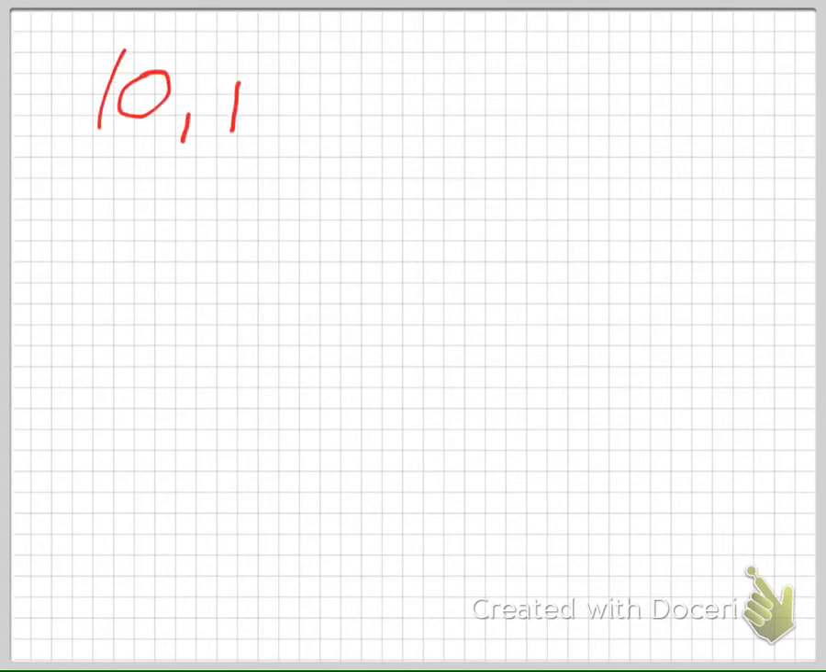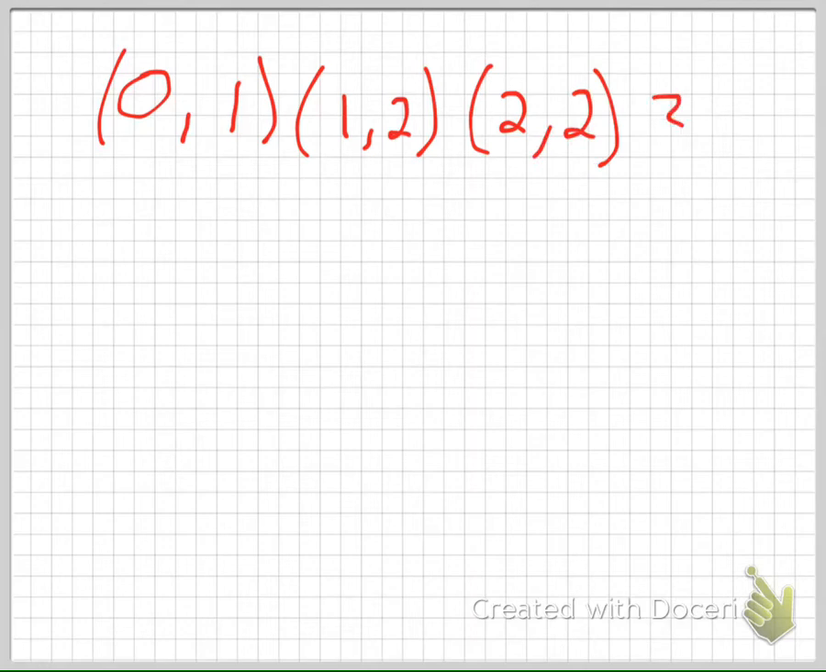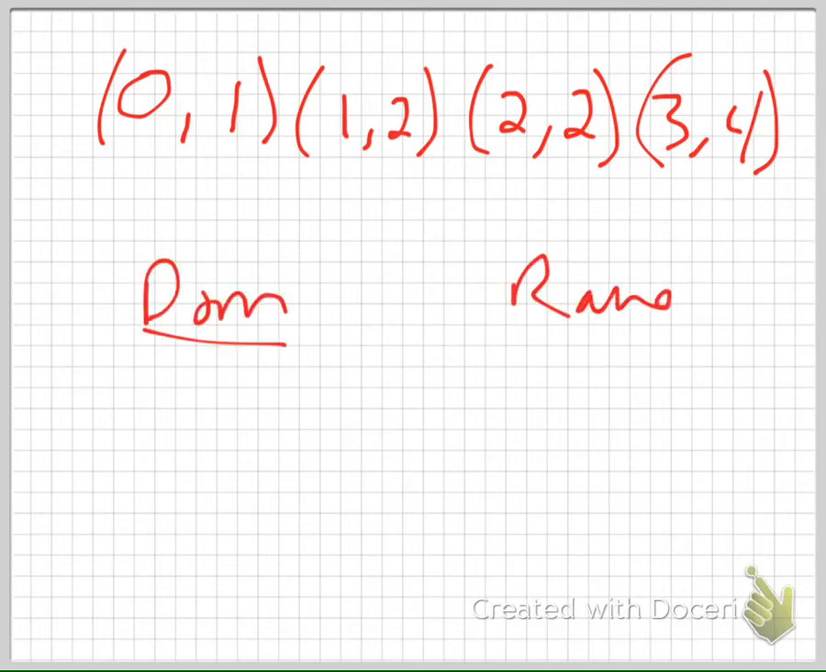0, 1, 1, 2, 2, 2, and 3, 4. Okay, you're watching again. You're just watching. Let's set up our mapping. We have domain, and we have range.